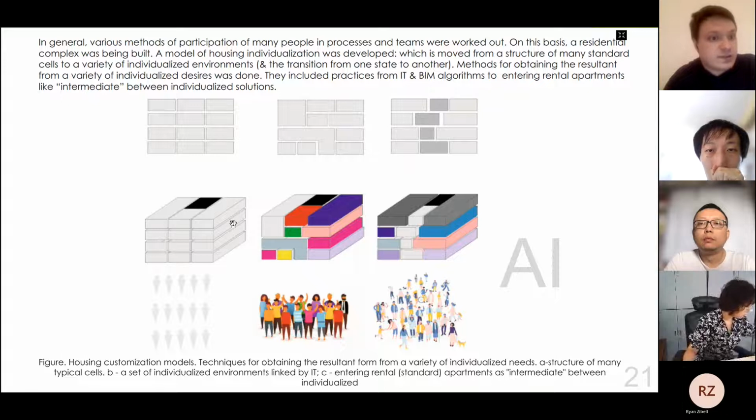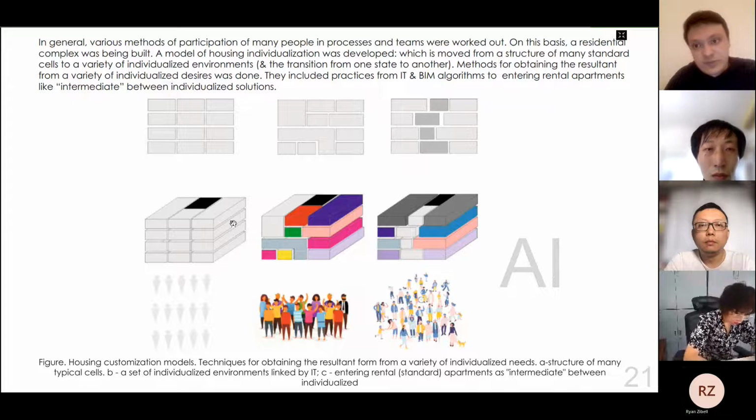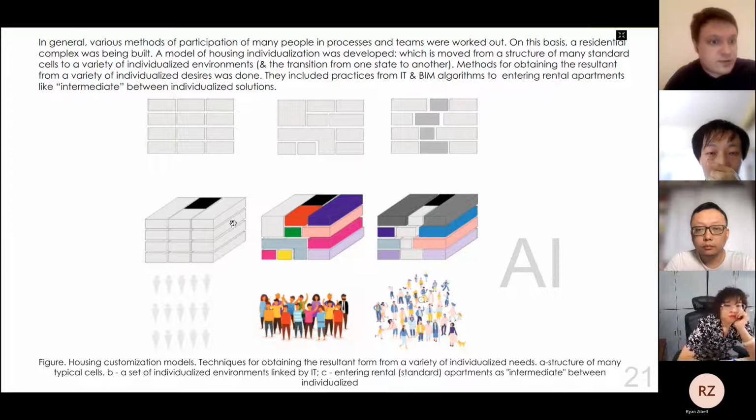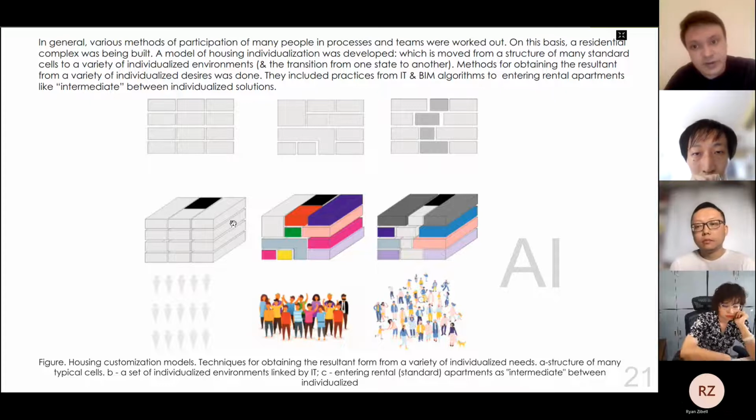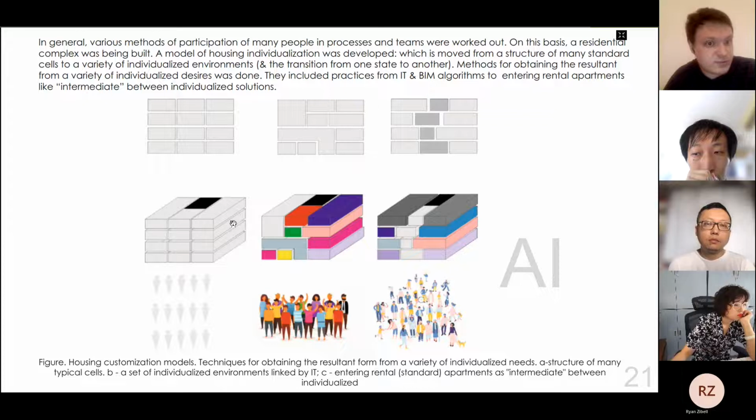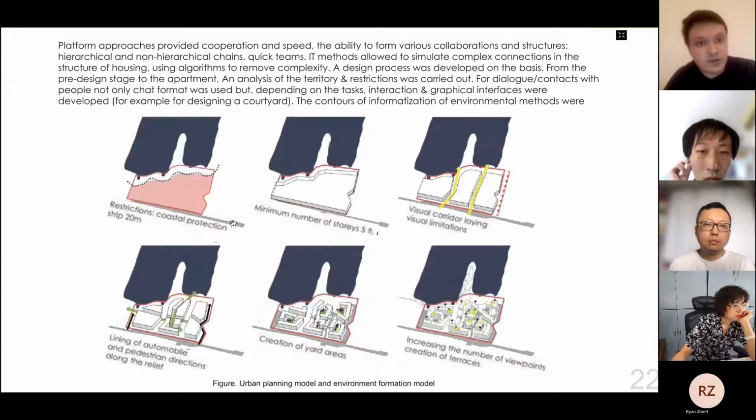On this basis, a residential complex was being built, and a model of housing individualization was developed, which moved from a structure of many standard cells to a variety of individualized environments. So methods for obtaining the resultant from the variety of individualized desires were developed. They include practices from IT and BIM algorithms to entering rental apartments, like intermediate between individualized solutions.